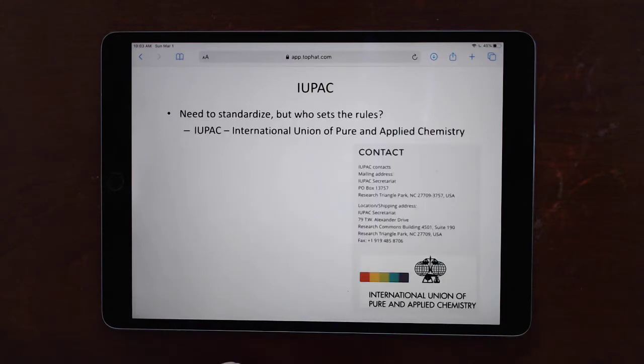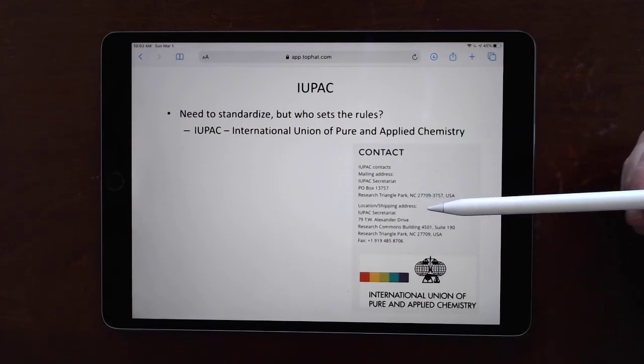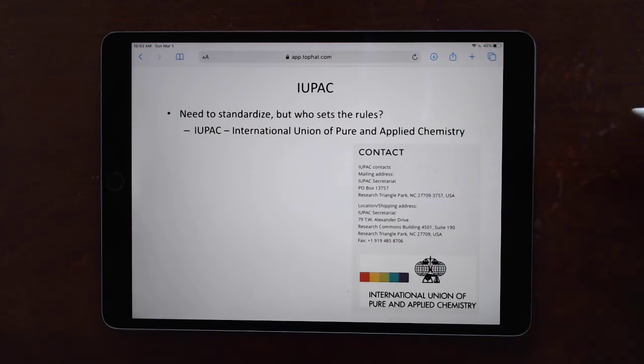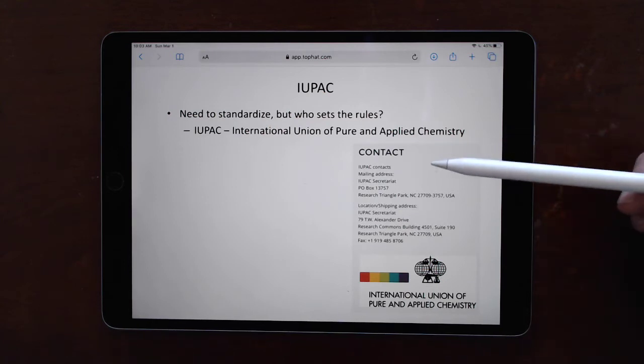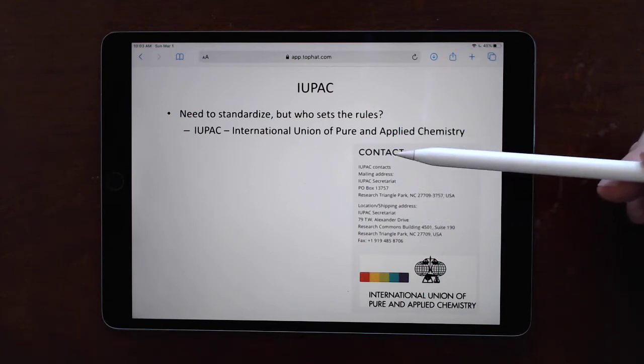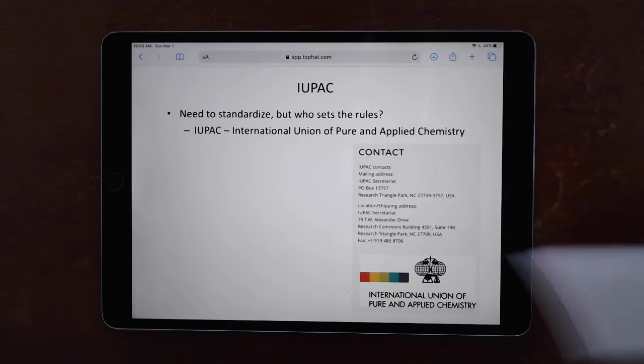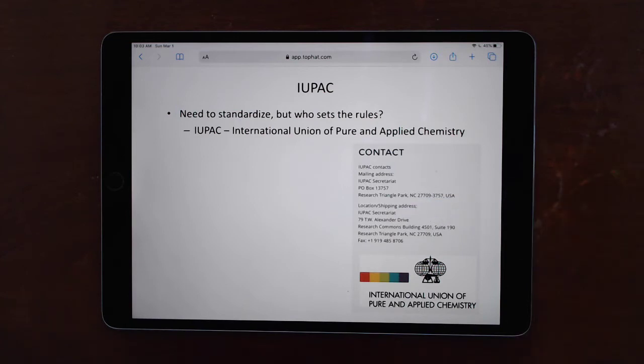Okay, so the IUPAC stands for the International Union of Pure and Applied Chemistry. They usually meet in, I think it's usually Switzerland or New York City, stuff like that. But their administrative offices are just down the street from my university in the Research Triangle Park in North Carolina, which I always thought was really cool.